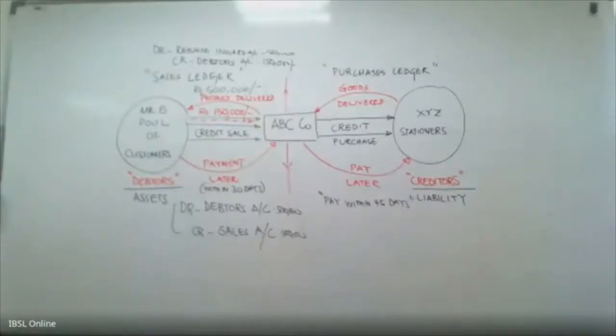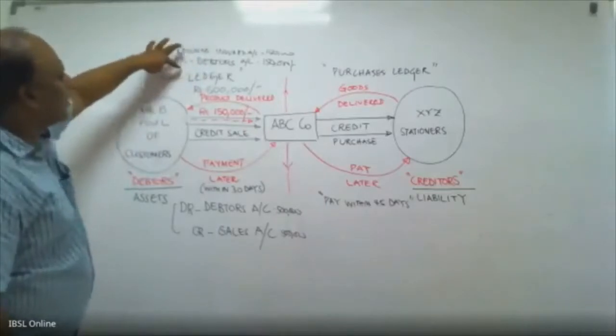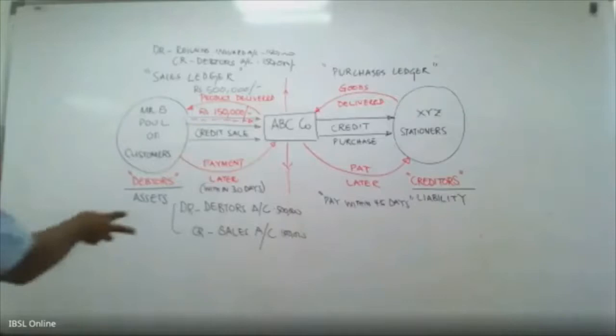In the case of a sale, you debit debtors, credit sales. In the case of a sales return, you debit an account called return inwards, which is an income account, and credit the debtors account for 150,000. Okay, now I'm going to raise this. I hope you have taken down the two journals. If not, just take it down.